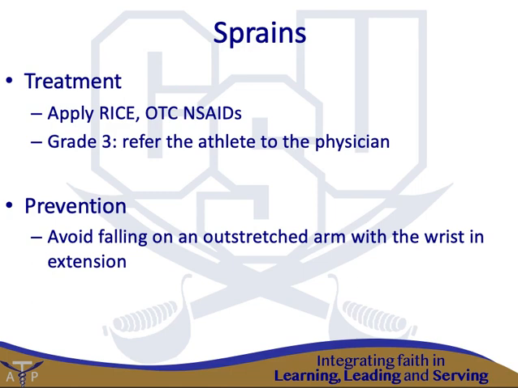To prevent a sprain type of injury, an athlete should avoid falling on an outstretched arm with the wrist in extension. We should also take precaution to prevent valgus or varus forces to the wrist and fingers to minimize trauma to the MCL and LCL in that area.